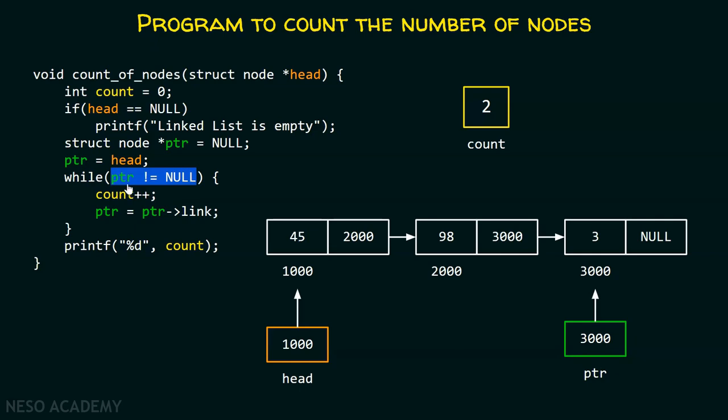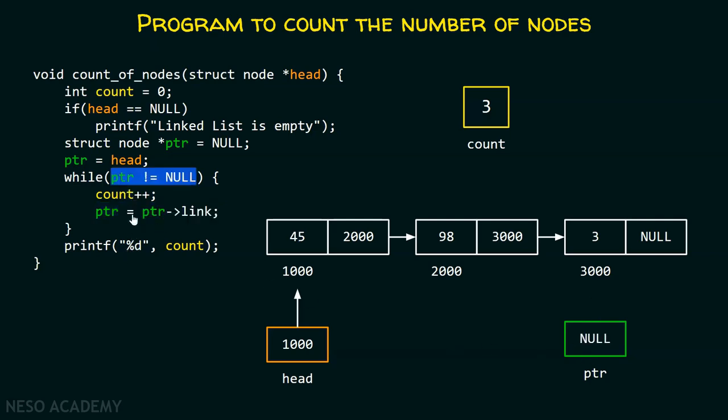After that, we'll again check this condition. Is PTR equal to null? Still it is not equal to null. We get inside, increment the count. Now 2 can be replaced by 3. And then after that, we'll access the PTR link. That is, we'll access the link part of this node which contains null. So this can be replaced by null, and now PTR contains null.